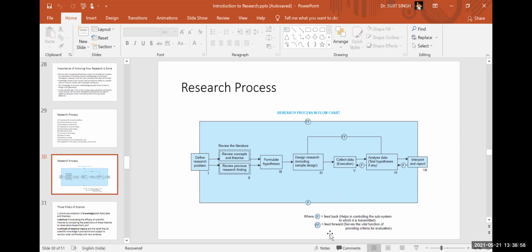Here you can say there is some feed forward and feed backward. Analysis of data. Here you are testing the hypothesis, a backward coming here, right? Here you can say feed forward, here feed backward. Sometimes result comes in such a way that we require to define the problem in a new way, a new problem for the further research.